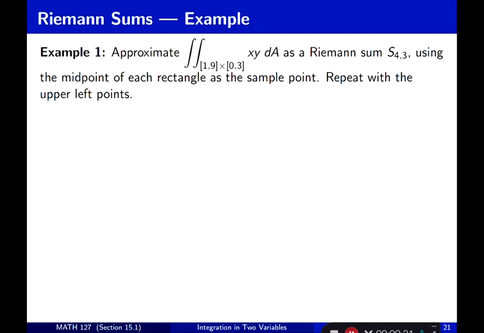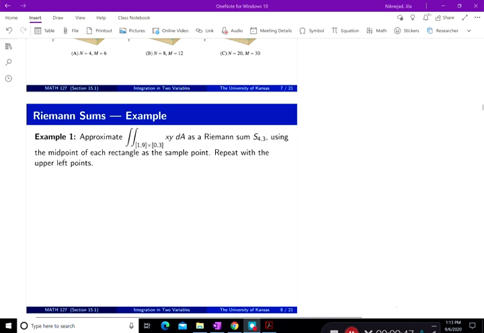That means that you're dividing the x direction into 4 and the y direction into 3, using the midpoints of each rectangle as a sample point. Then repeat with the upper left point. So the first thing that I would do is draw the domain. The domain is going to be in the xy plane, right? So that's the easier part to draw.